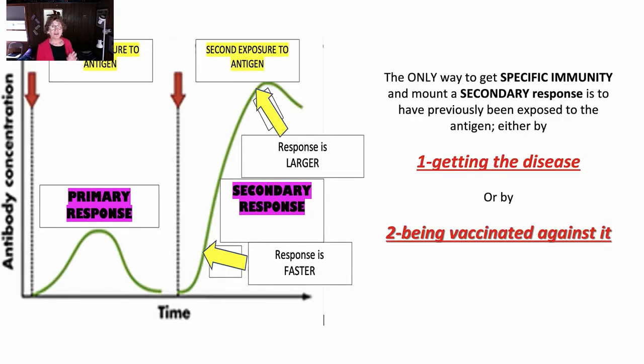The only way to get a specific immune response and to mount that secondary immune response is to either have previously been exposed to the antigen and gotten the disease, or get exposed to the antigen by being vaccinated against it. And we'll talk more about vaccines. And please ask me about vaccines.